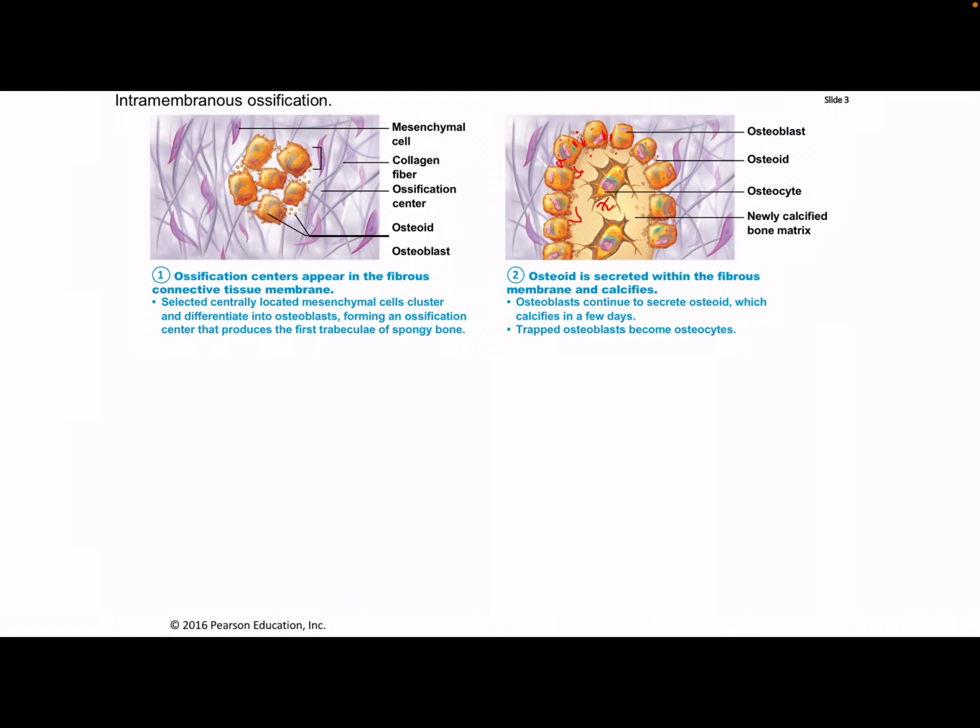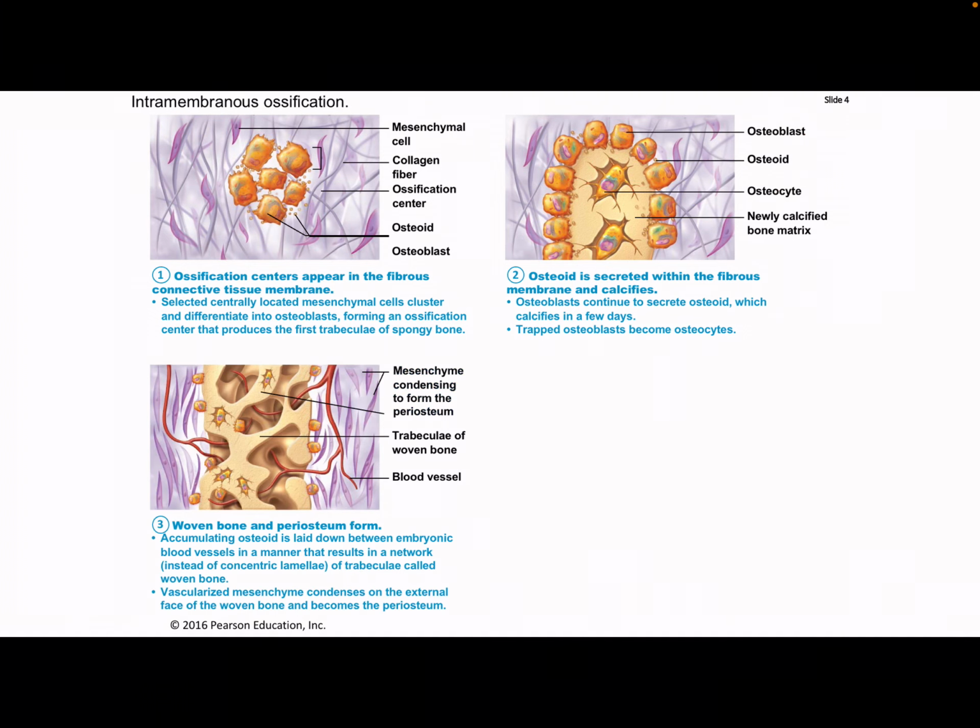And so what ends up happening is these osteoblasts start becoming osteocytes. So instead of being mitotically active, they realize, oh, I'm stuck in here. I'm surrounded on all sides. I'm just going to maintain the bone. Okay. And that's what they do.